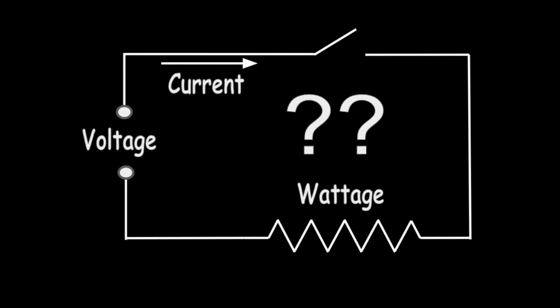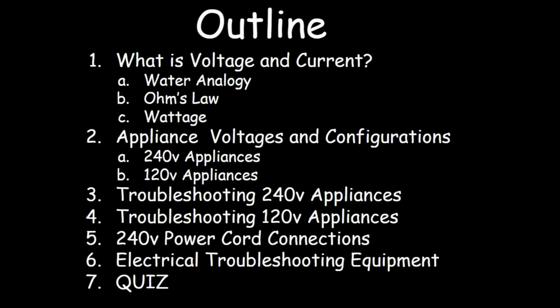If you have even a simple understanding of how voltage, current, and resistance act in a circuit, as well as the main differences between 240 volt and 120 volt appliance circuits, you'll be a more effective technician. In this video, we'll talk about voltage and current using the water analogy, Ohm's law, and a little bit about wattage. Appliance voltages and configurations.